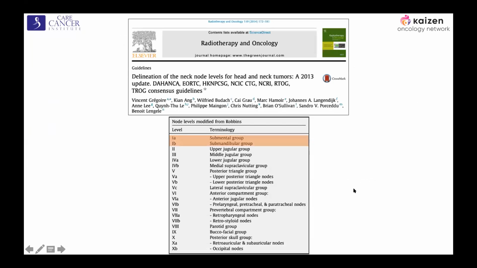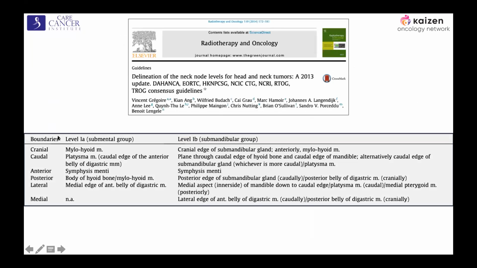In the contouring guideline, you have 1A, which is called the submental group, and 1B, which is the submandibular group. 1A cranially starts at the mylohyoid muscle, caudally extends up to the platysma muscle, because that forms the floor of your submental group of lymph nodes. Anteriorly it extends up to the symphysis menti, posteriorly up to the body of the hyoid bone or the mylohyoid muscle when you can appreciate it. Laterally it is restricted by the medial edge of the anterior belly of the digastric. Again, I'll show some diagrams that will make it much more clear.